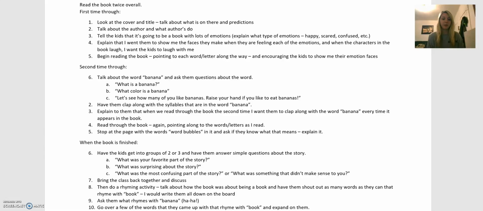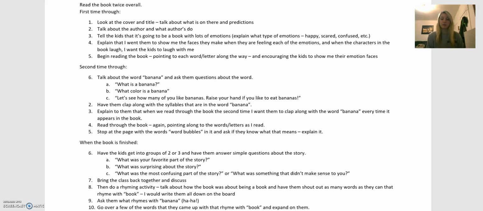And then we would do a rhyming activity. So I would explain to them what the book was about, and it was about a book that was about being a book. It's kind of funny. And then I would have them shout out as many words as they can that rhyme with book. And as they are saying it, I would write them all on the board, and then I would ask them what rhymes with banana, just to be silly, because then they'd all shout out silly answers and be funny.